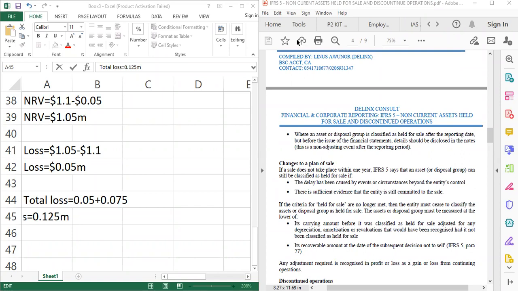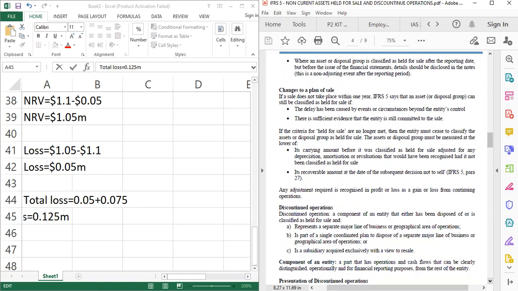So we ask ourselves, assuming the classification was not done, what should have been the carrying value of the asset? And at the day that we are reclassifying the asset, what is the recoverable amount? Then we classify the asset at the lower of the two. We are doing this so that we will not carry the asset at more than the value that we should carry it. So we do this to know whether the asset has been impaired or not. Any adjustment required is recognized in profit or loss as a gain or loss from continuing operations.